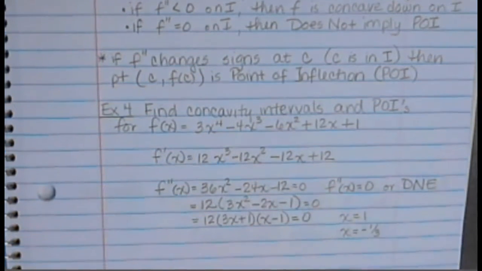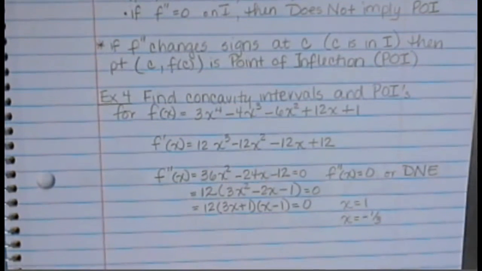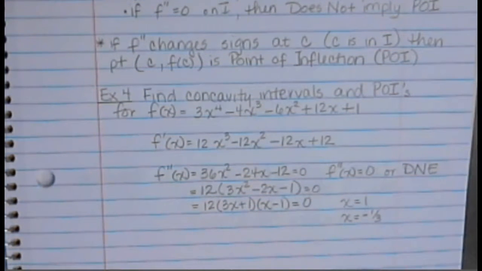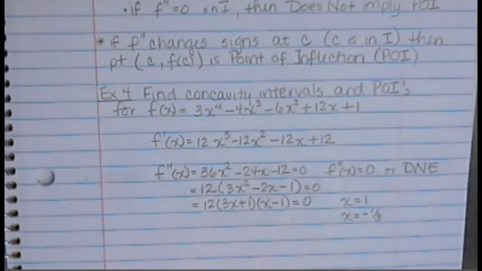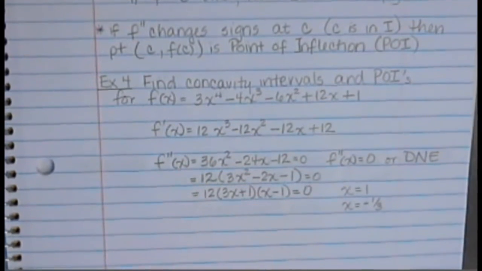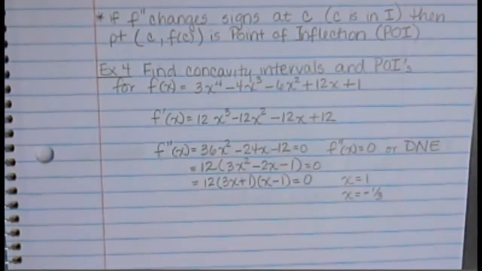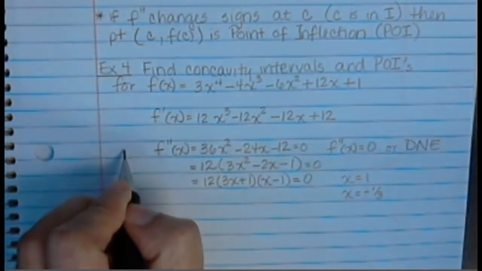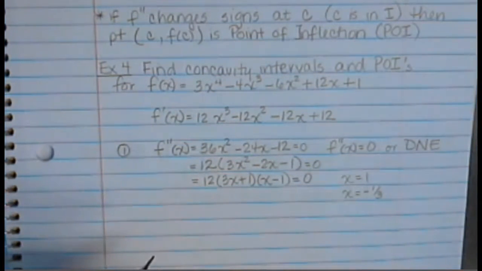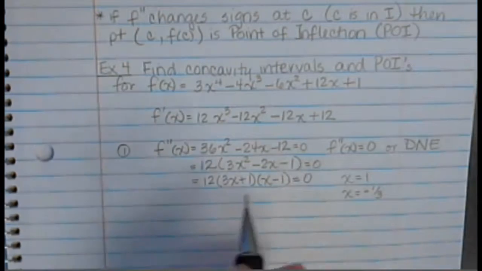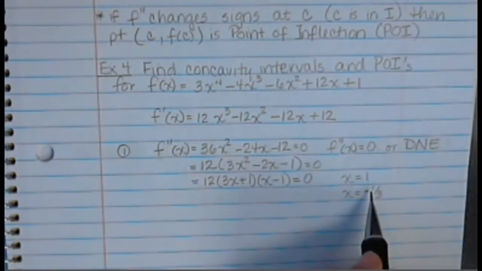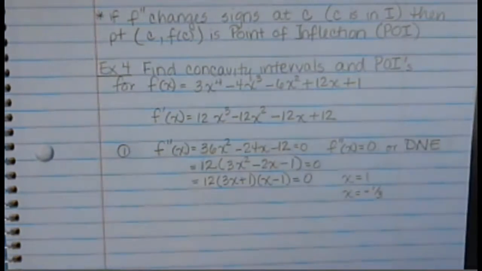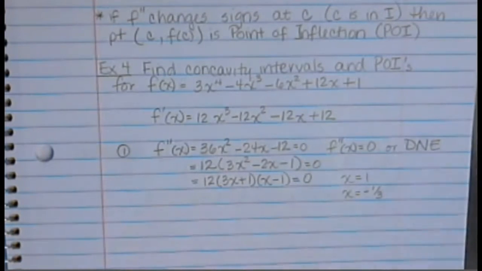Now what these do is divide our domain into concavity intervals. And again, we're going to use our concavity test, very similar to that of increasing, decreasing. But we also find that these are potential POIs. So the first thing we did was to get our second derivative and set it equal to 0. These are not called critical points, but essentially we're finding our intervals for concavity.